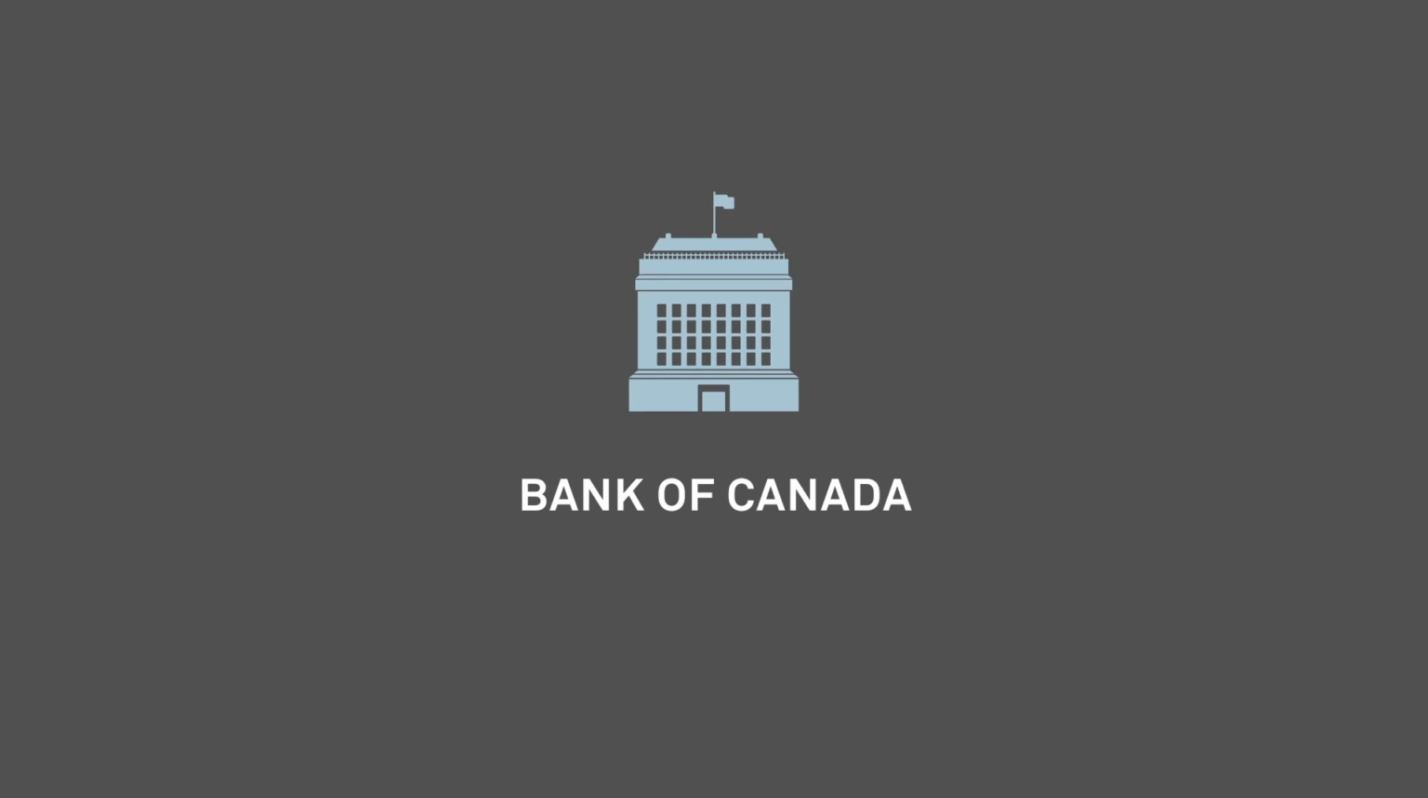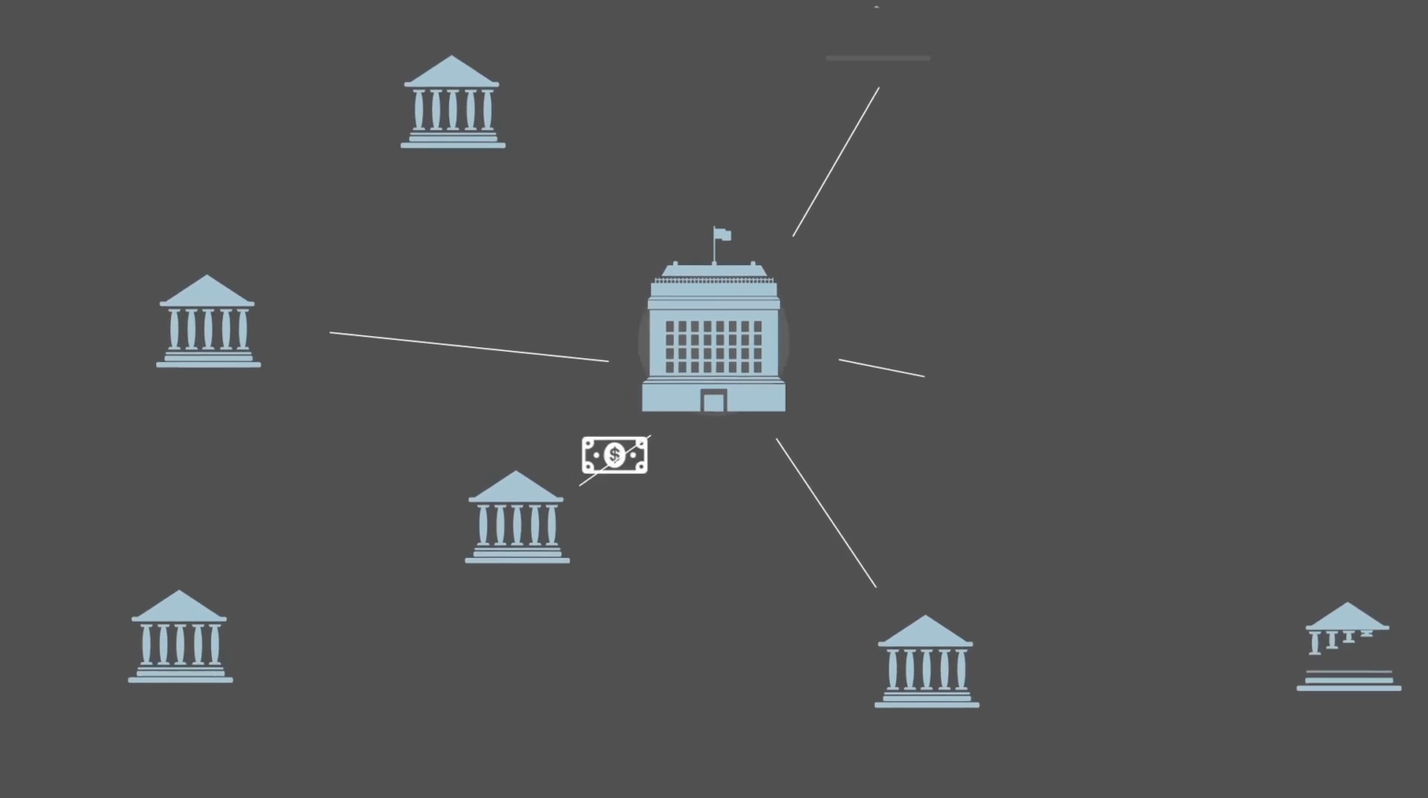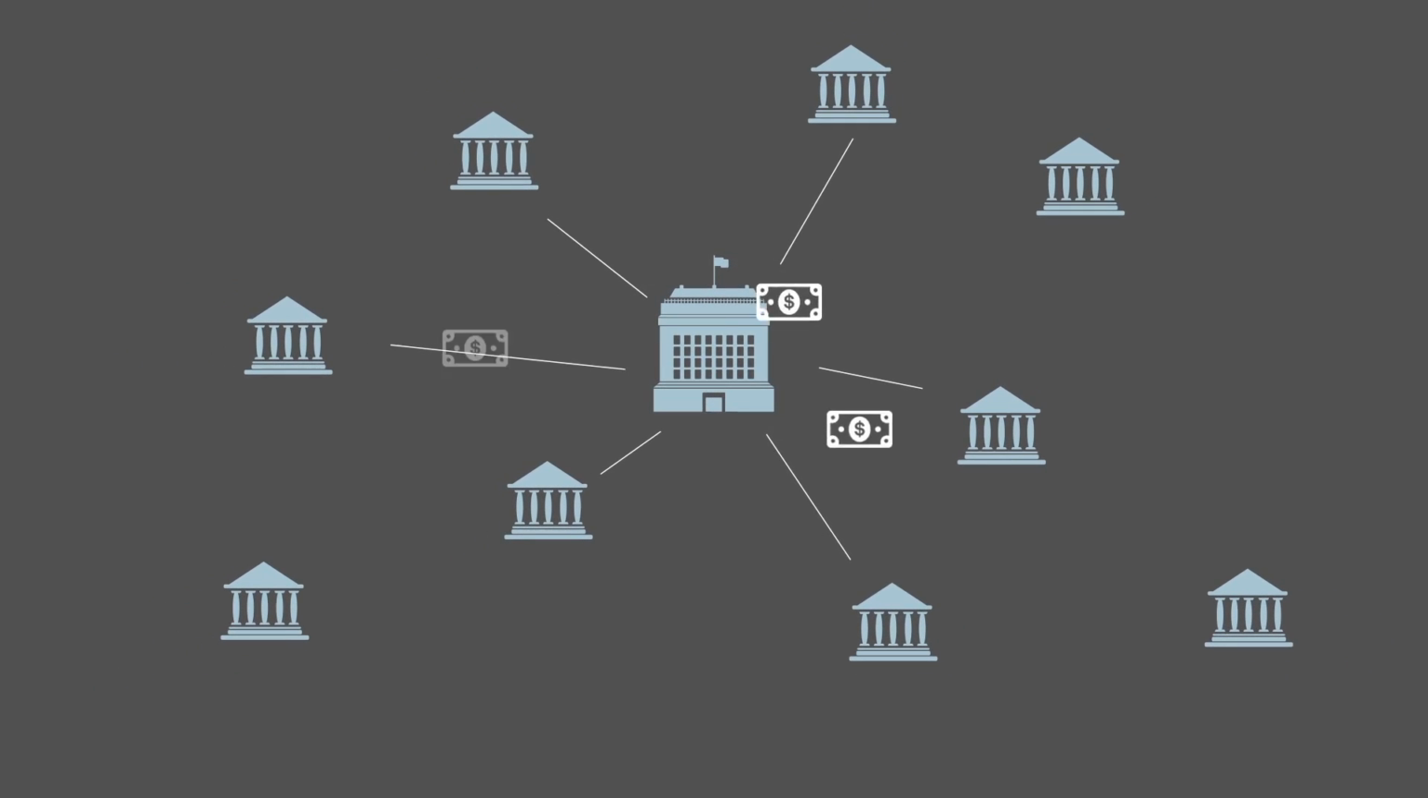At the top of the tiered structure is the Bank of Canada, where settlement occurs. Each direct clearer is required by law to hold a settlement account at the Bank of Canada. The Bank of Canada acts as a central counterparty in the clearing scheme. Basically, it receives settlement payments from direct clearers who owe funds to other participants as a net result of clearing and distributes the settlement funds to the participants that are owed these funds.